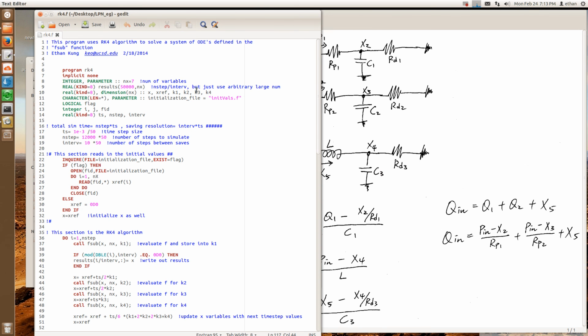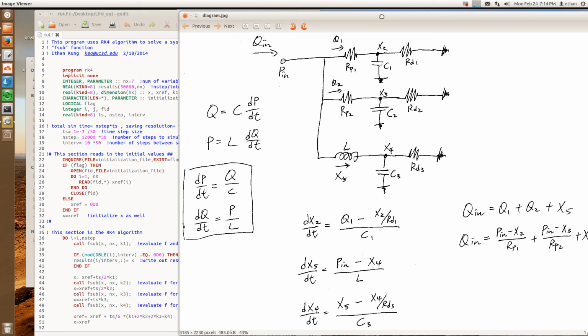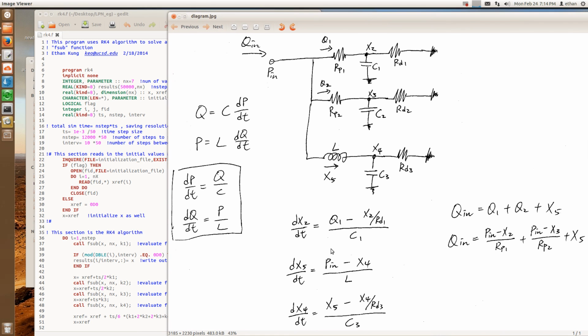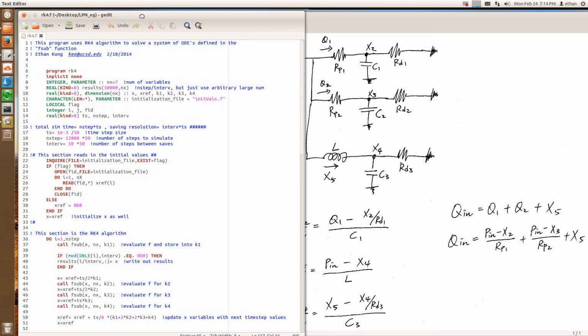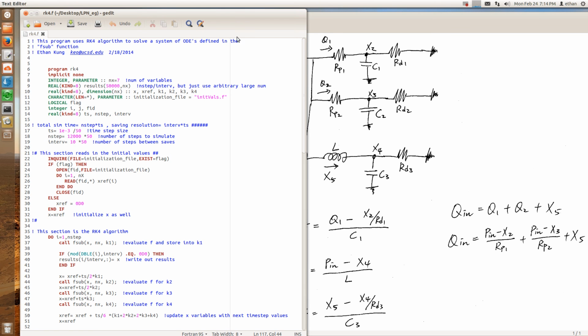What this program does is it solves the system of ODEs using an RK4 algorithm, and here I'm going to show you how to use it. So you open this program, and the first thing you need to set is how many variables you want to solve. We have 7 right here. Well, in this diagram we only have 4, but we have a couple additional ones just for housekeeping purposes.